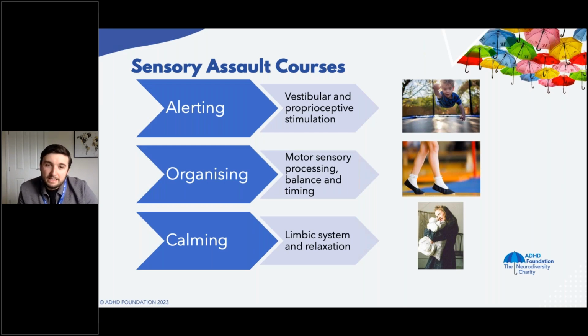So with the alerting stage, what that does is it's a way of raising our heart rate. So it might be something like a little trampoline that they're going to bounce on for a little bit. They might do some star jumps, things like that. It helps with a couple of things. It raises that heart rate, so it actually helps in terms of some of that interoception.